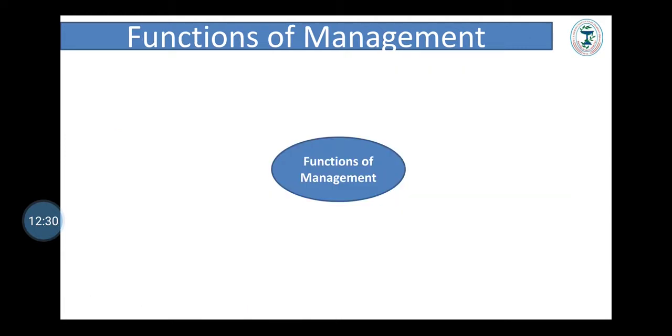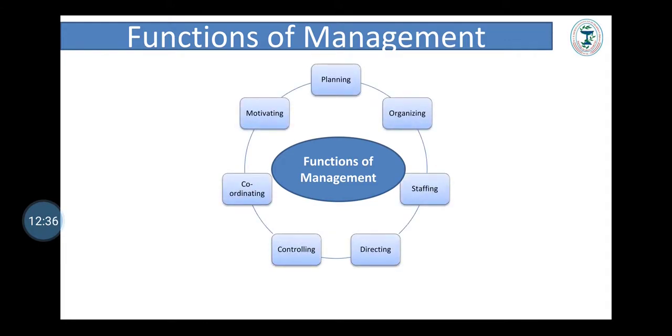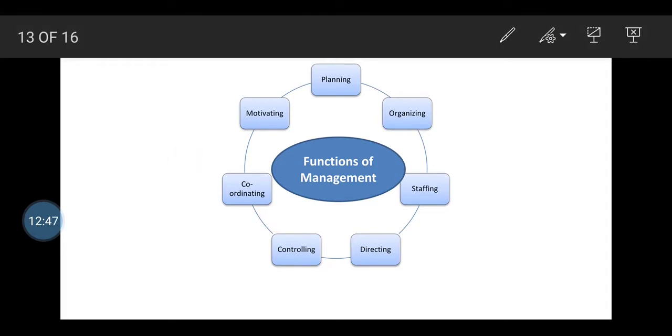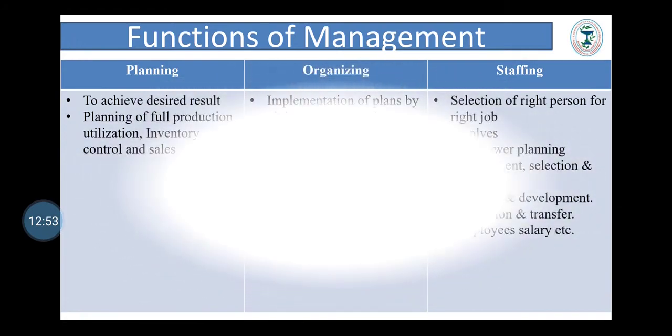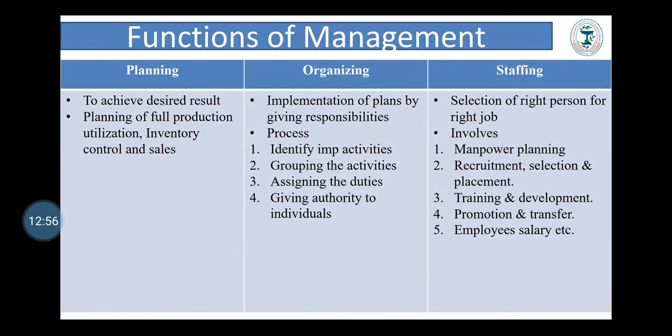Next, functions of management. There are a total of 6 functions of management: planning, organizing, staffing, directing, controlling, coordinating, and motivating. We will discuss all these functions in detail. First function of management, that is planning. Normally, planning is done to achieve the desired result. Proper planning involves full production utilization, inventory control, and sales of the organization.